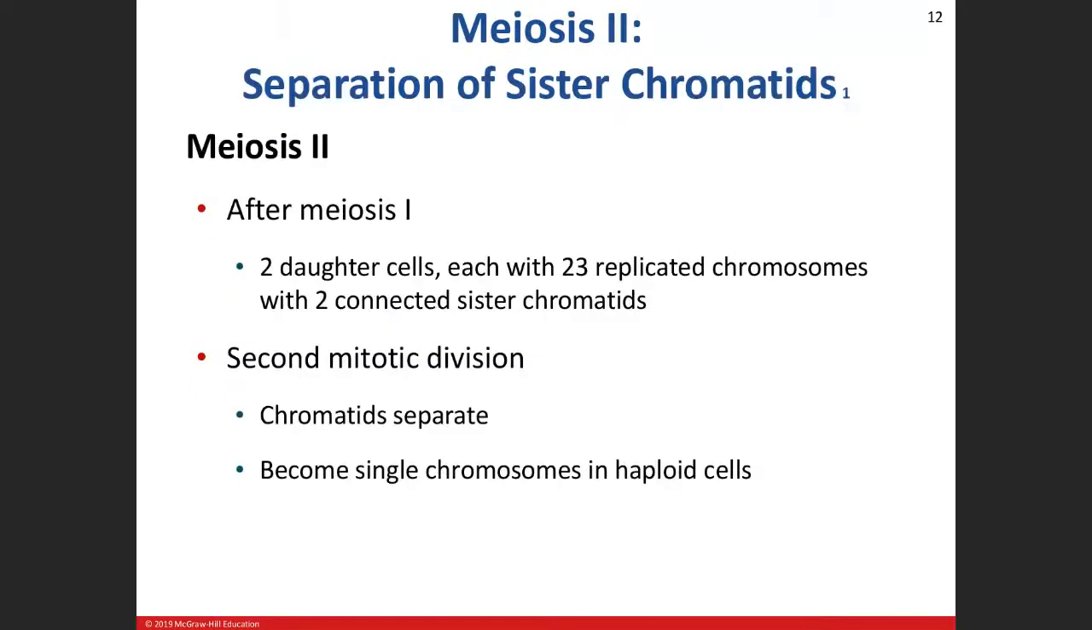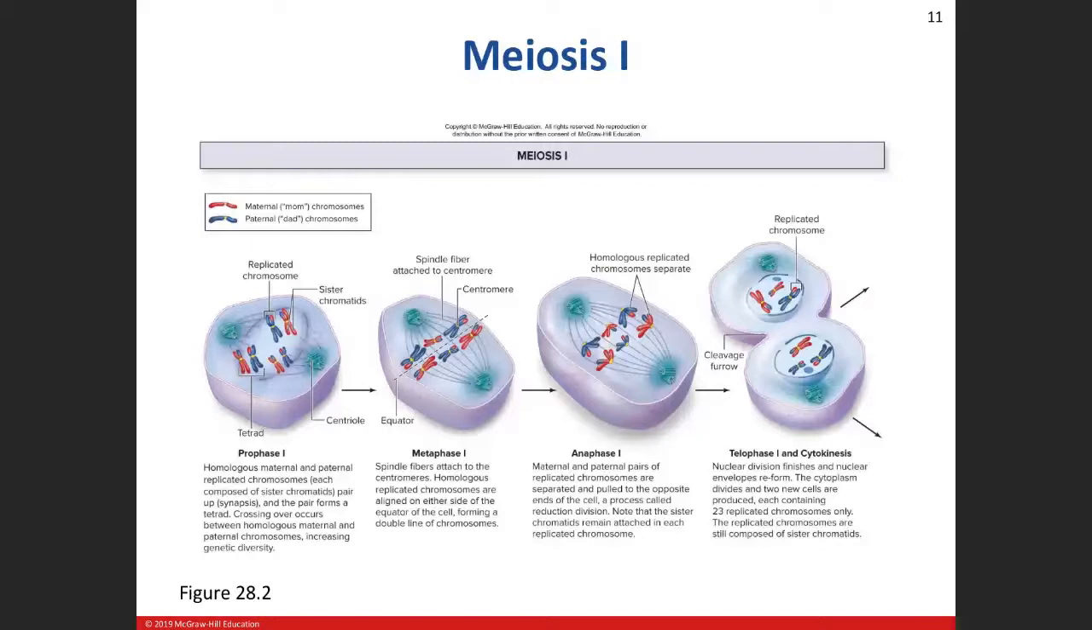I'm going to come back to this slide. Let me show you a picture. And that's what we're seeing here. So in our metaphase now, here are the centrioles. They've gone to either side. Now we've got our chromosomes. They lined up at the center here along the equator. So we've got paternal chromosome on this side and the maternal chromosome on the other side.